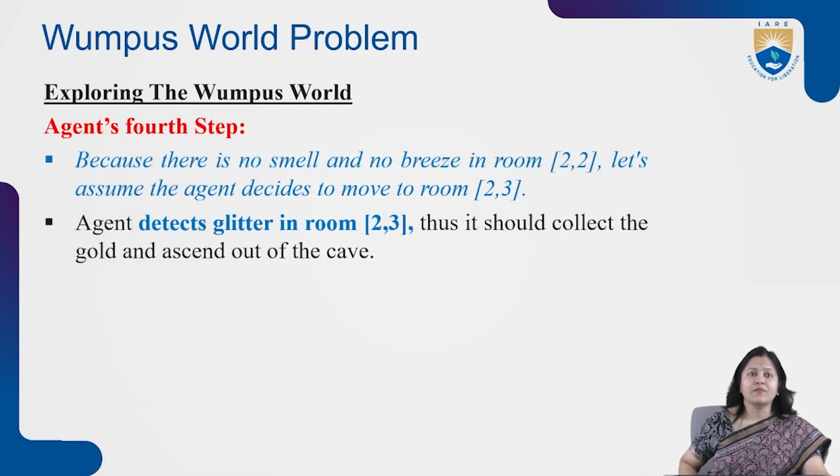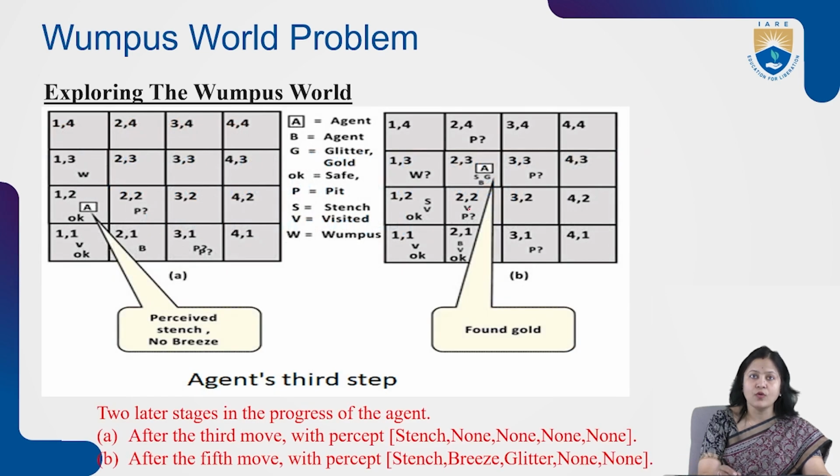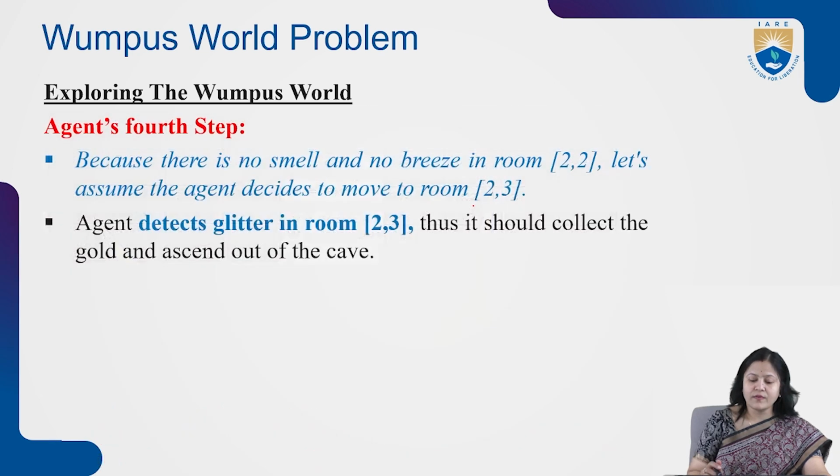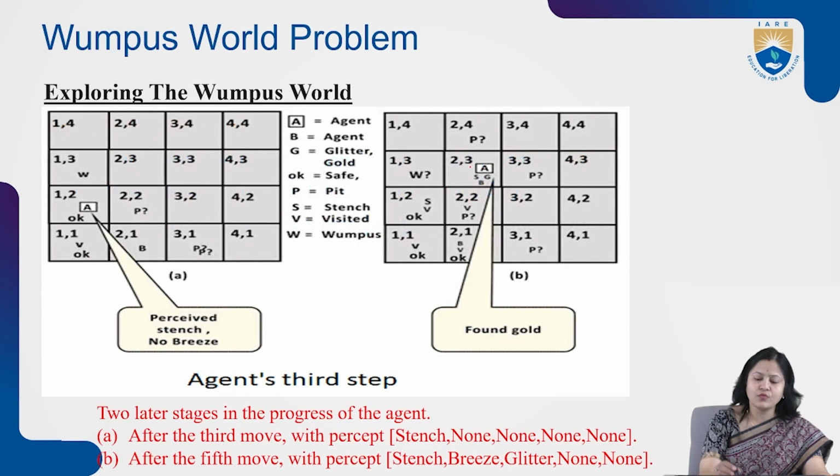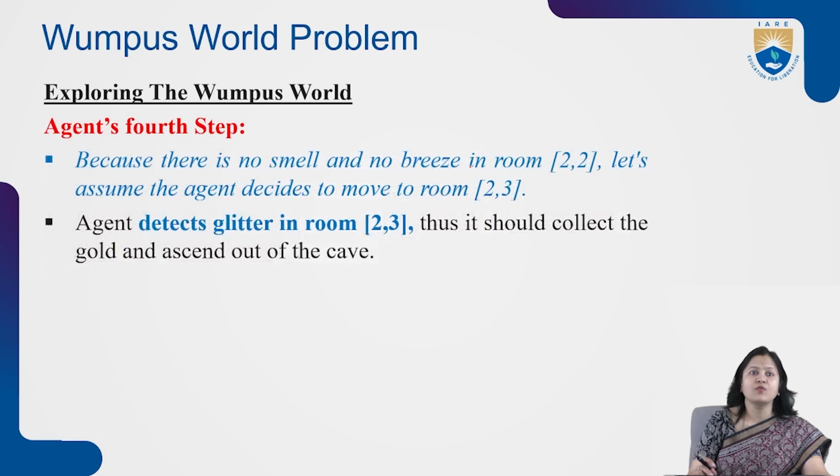In the fourth step, because there is no smell and no breeze in the room at the 2-2 location, let's assume that the agent decides to move to the room 2-3. This is the move from 2-2 to 2-3. The agent moves, and the agent detects the glitter in the room 2-3. So it should collect the gold and escape out of the cave.